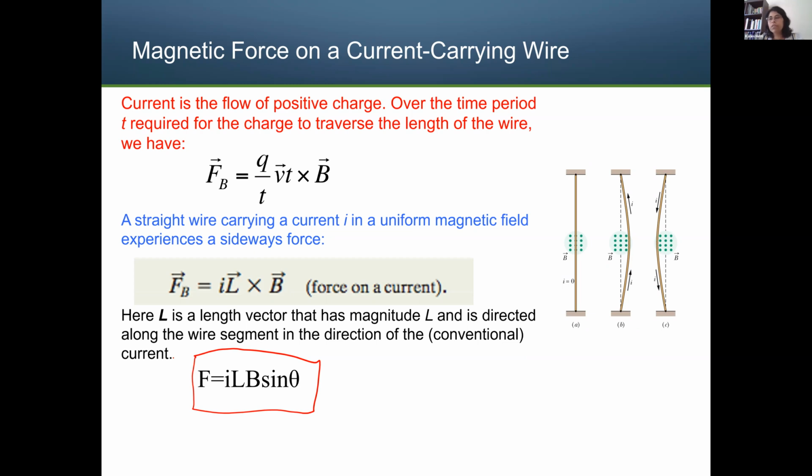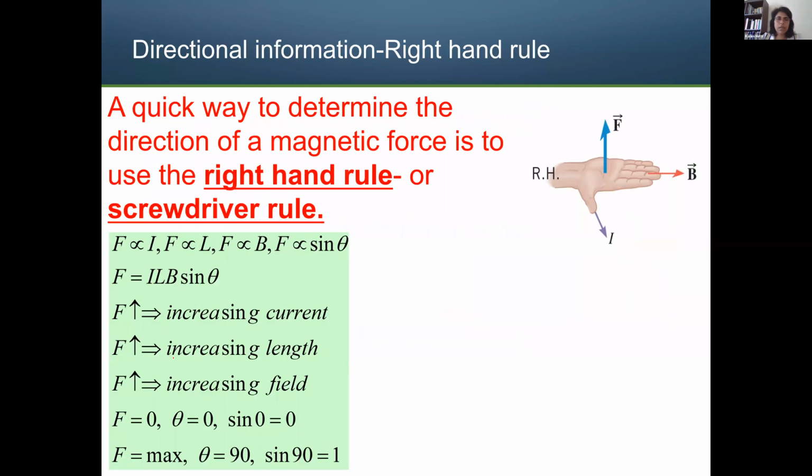So if there is no current, there is no force, right? But an increase in current will increase F, an increase in length will increase F, and an increase in field will increase F. If the angle is 0, F will again be 0. If the angle is 90 degrees, then F will be max. Same right hand rule. The only difference is that now, instead of velocity, I have to use the current or the length. Current and length are in the same direction, so you can use the current direction. Then you will be able to find the direction of the magnetic force by using your palm opening direction.